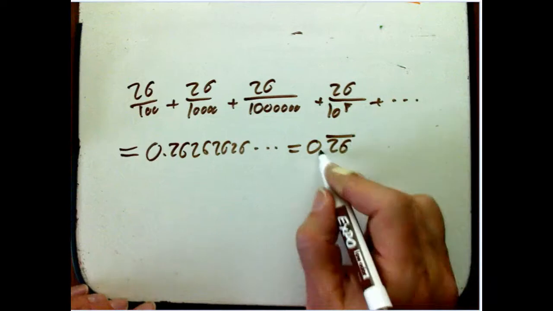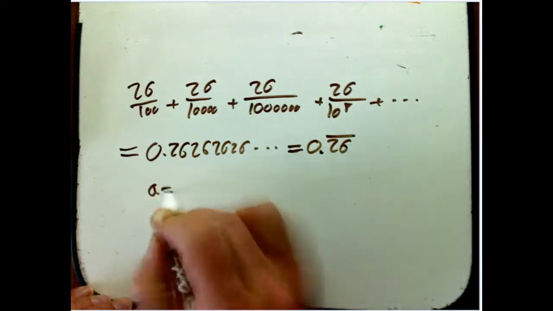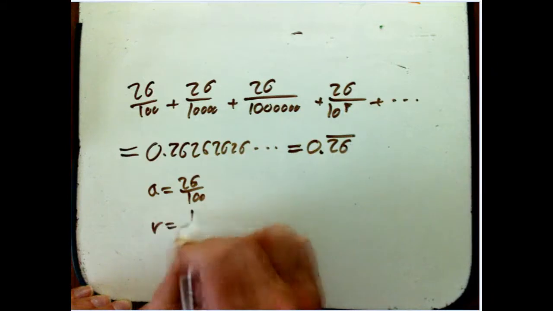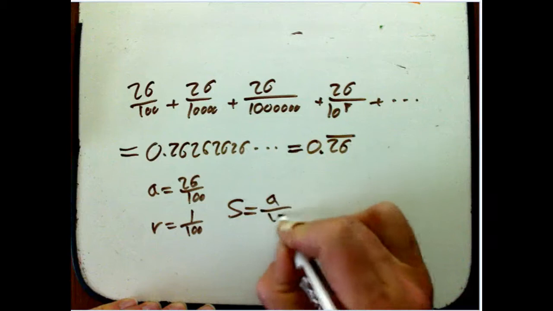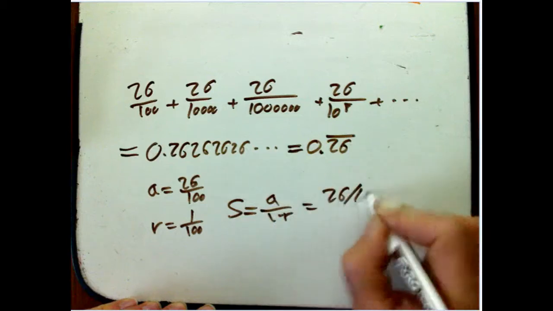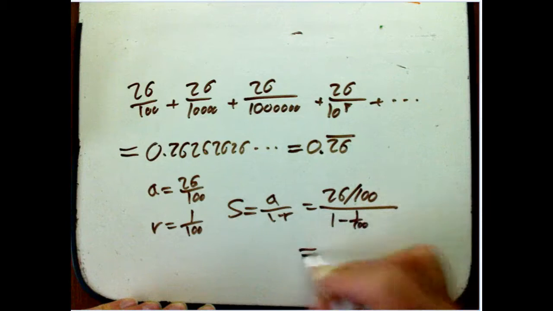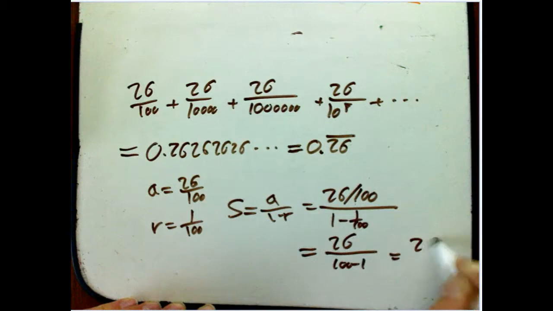Now, you might have been taught a method for evaluating this. And now we have a more rigorous justification for that. A is 26 over 100. R is 1 over 100. S is just going to be A over 1 minus R, which is 26 over 100 over 1 minus 1/100th. I'm going to multiply both top and bottom by 100. That's probably a pretty good way to do it. That gives 26 over 100 minus 1, which is 26/99. That doesn't really reduce, so that's what it is, 26/99.